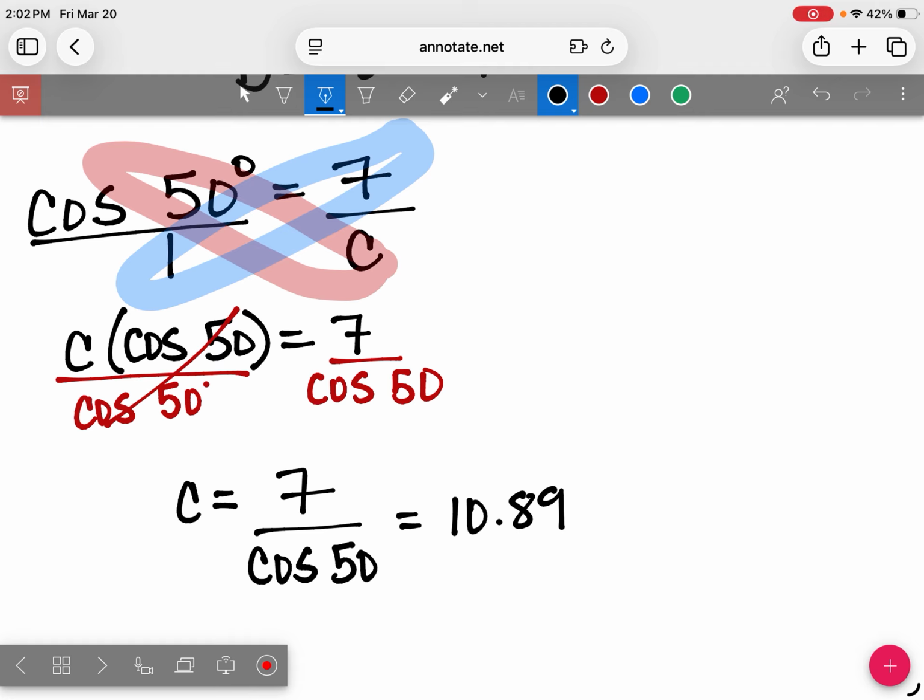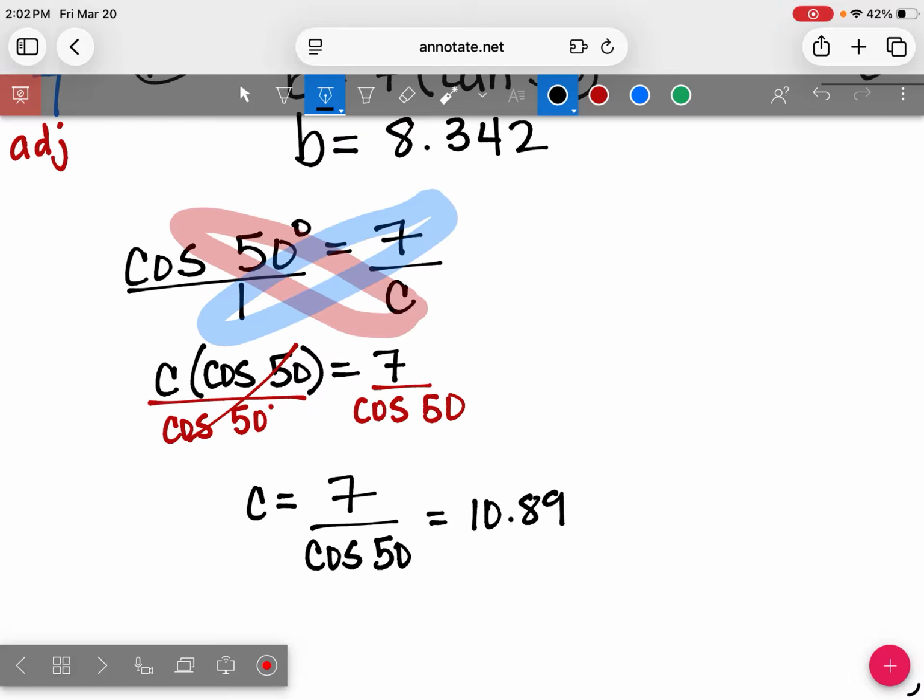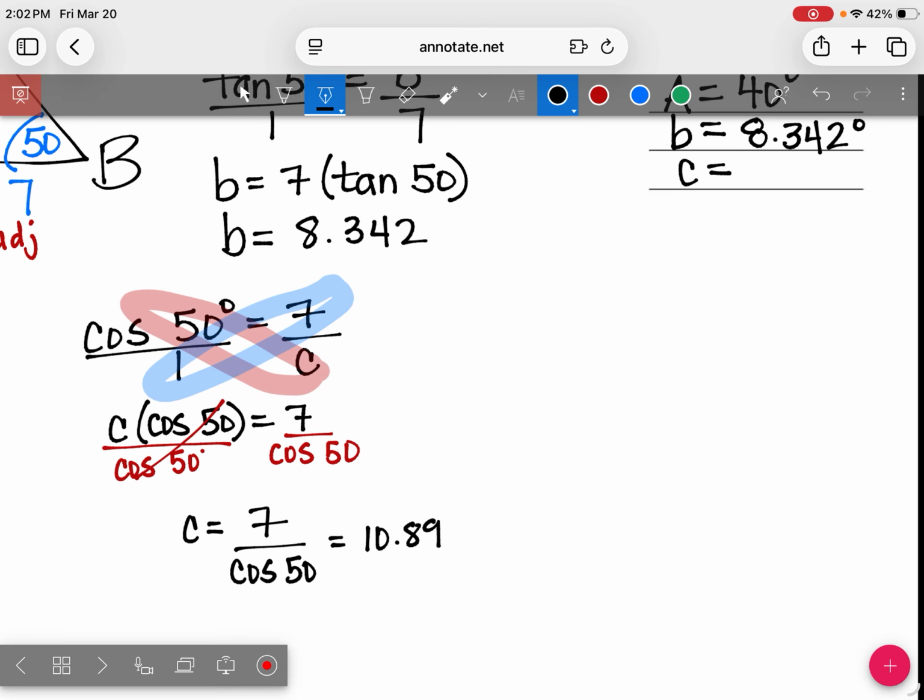All right, one second, y'all. I just want to see something. Wait. Did you all get 10.89 for C? Okay. All right, so now let's look at another way.